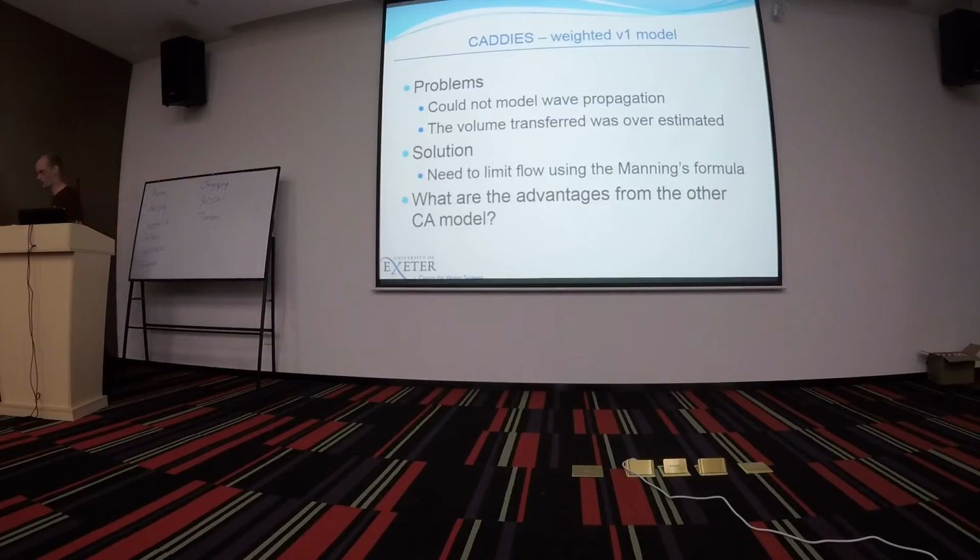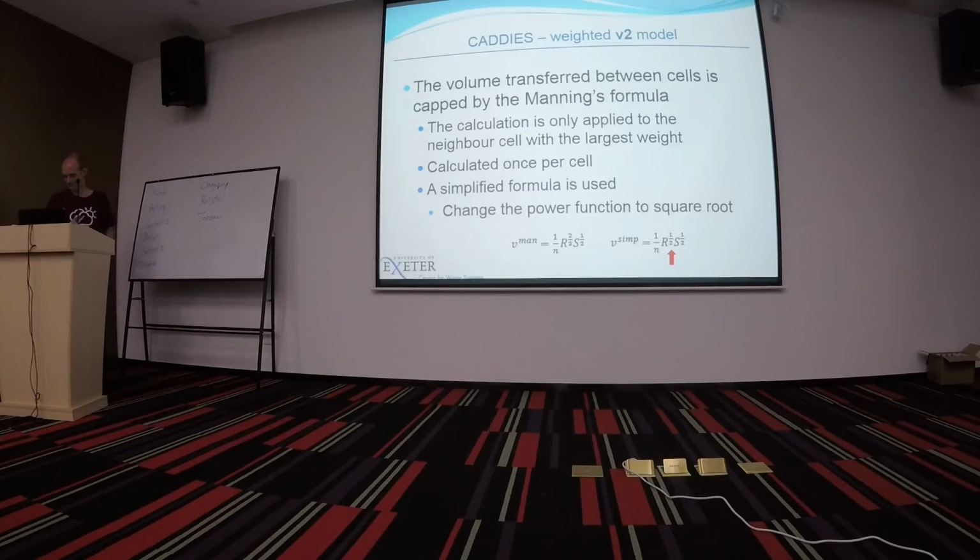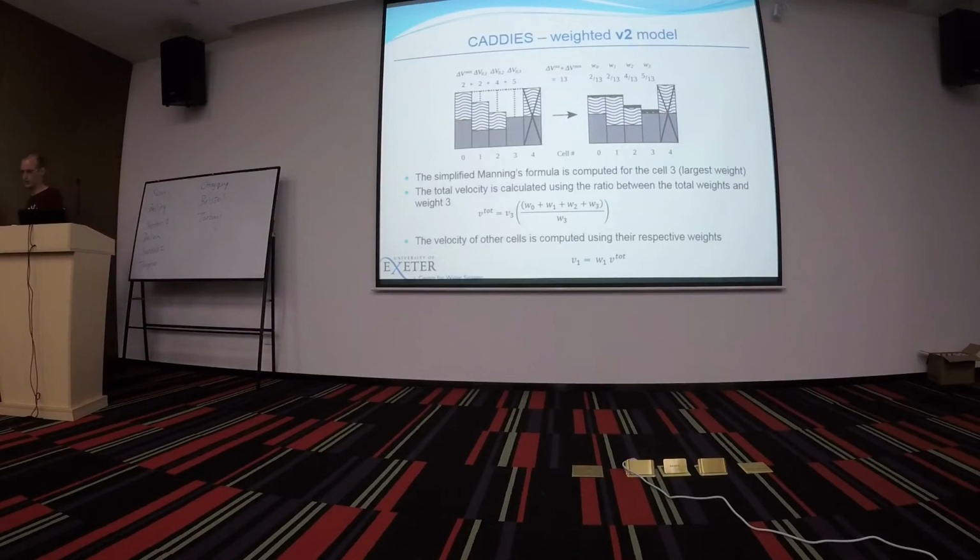So the solution was to, instead of just using the water depth of the smallest cell, use the Manning formula, but only on one neighbourhood, so we're not using it 4 times per cell. We've actually simplified the Manning formula from a cube root to a square root. This is only applied to the largest neighbour. So we use the Manning's formula to calculate the total amount that will move, and then again we use the simple weighting system to distribute that water amongst the cells.